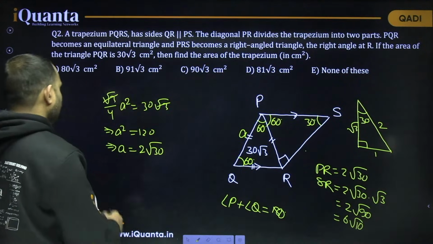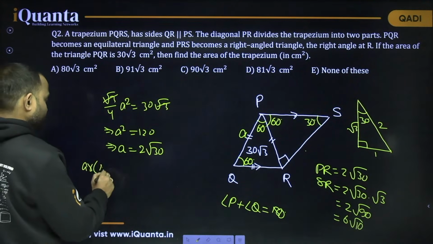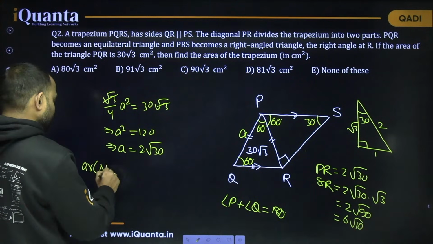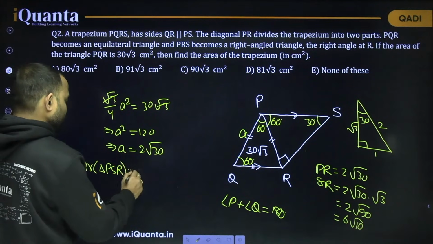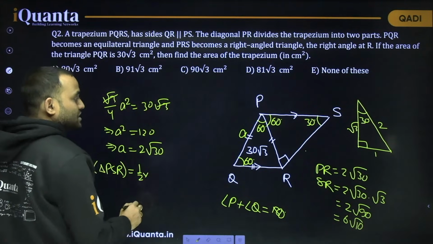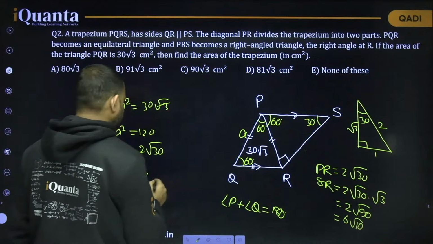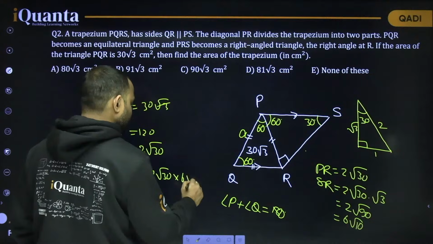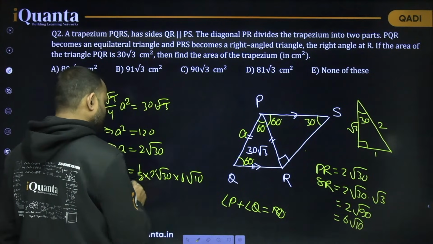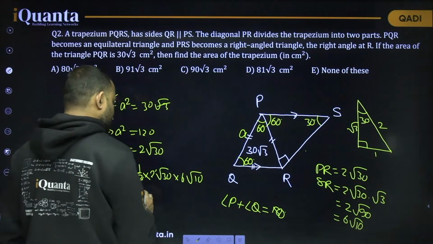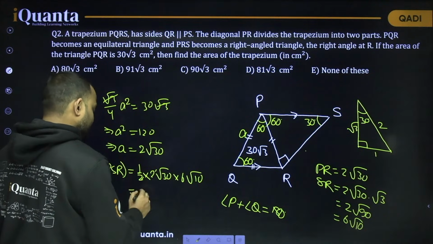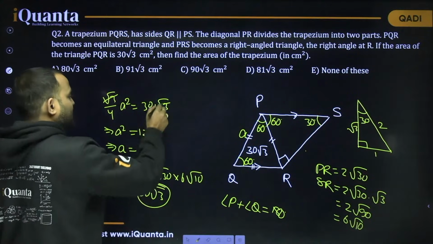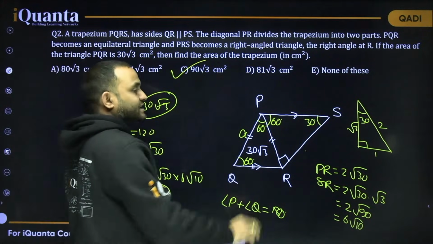So what can we say about area of triangle? Area of triangle PSR will be equal to half into base, this base and this is height. So 2 root 30 into 6 root 10. So 2 cancelled out. This gives us 6 and 10, so 60 root 3. So 60 root 3 and 30 root 3. Total it will be 90 root 3.